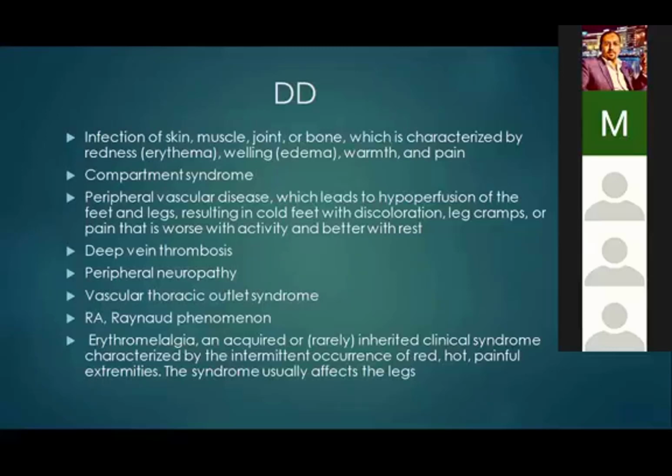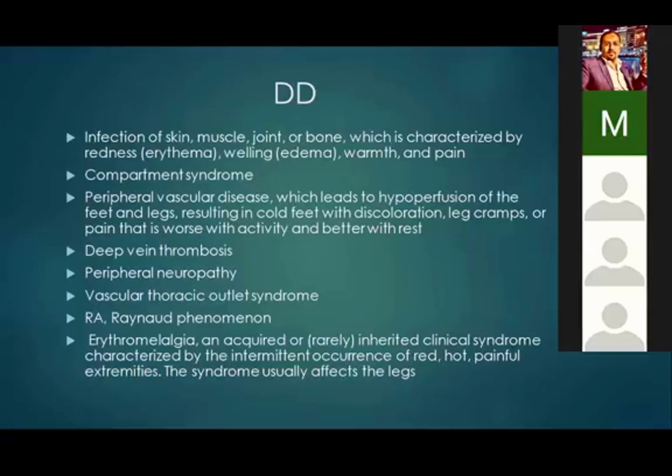Erythromelalgia, I put this actually to make everyone aware. Most of the anesthetists may not be aware of this syndrome. It is a congenital or hereditary syndrome. It is actually a clinical syndrome characterized by intermittent occurrence of red, hot, painful extremities. So it's very similar to CRPS, but it's not CRPS.